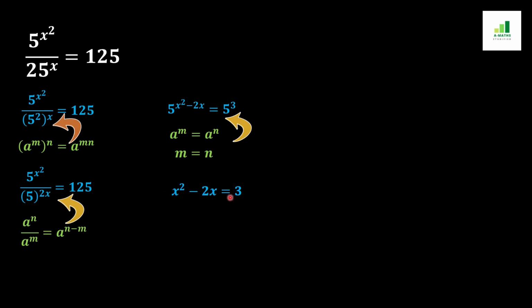Now we will arrange this equation in a simple manner, and we should move this 3, which has a positive sign, to the other side of the equation, and it will convert into minus 3 equal to 0, and the other part of the equation will remain the same.